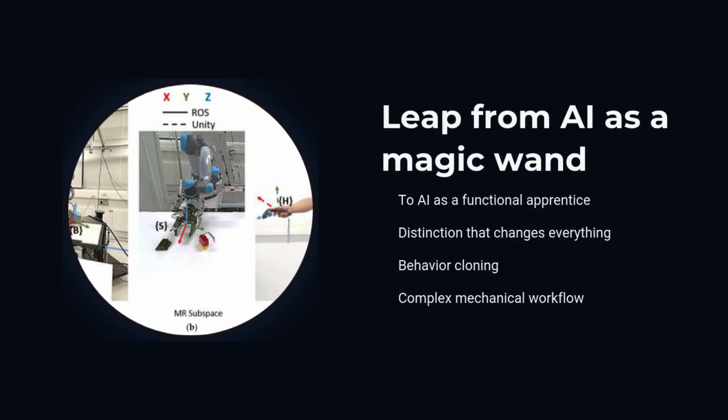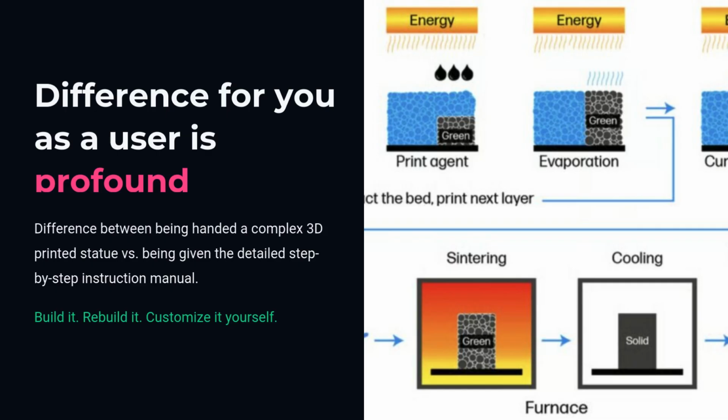I mean, the difference for you as a user is profound. It's the difference between being handed a complex 3D-printed statue you can't change versus being given the detailed step-by-step instruction manual to build it, rebuild it, and customize it yourself. That's a perfect analogy. And it illustrates the first big flaw we have to talk about, the dumb solid. Every engineer knows this term, and it's why those first text-to-CAD tools just didn't get any traction.